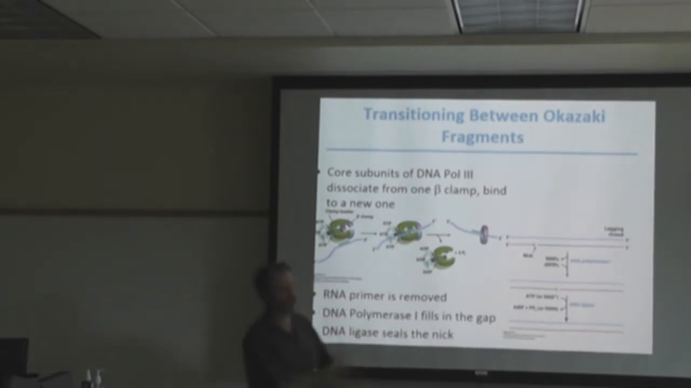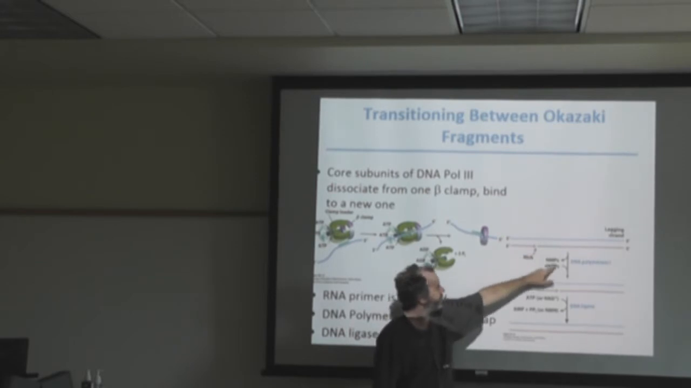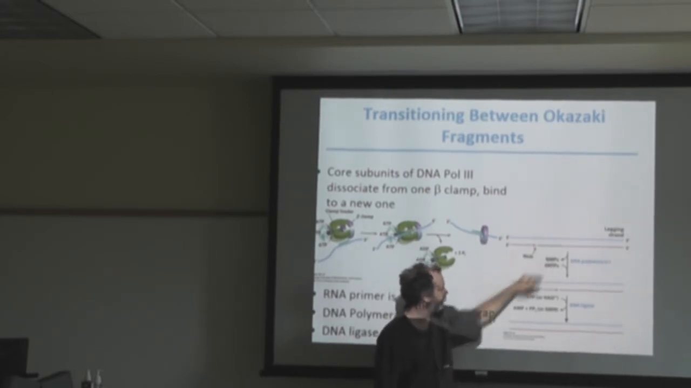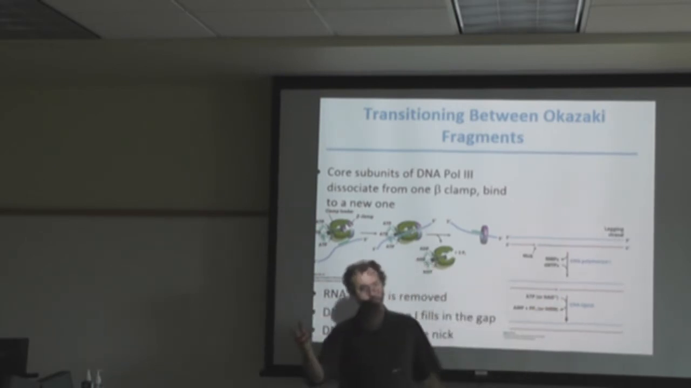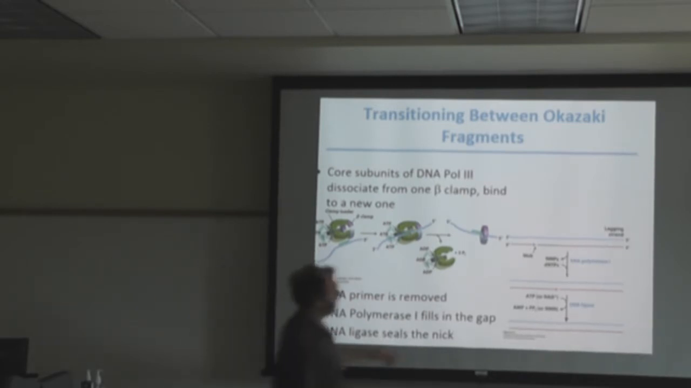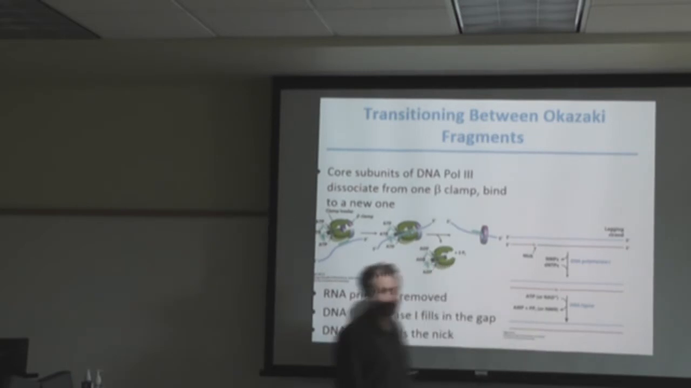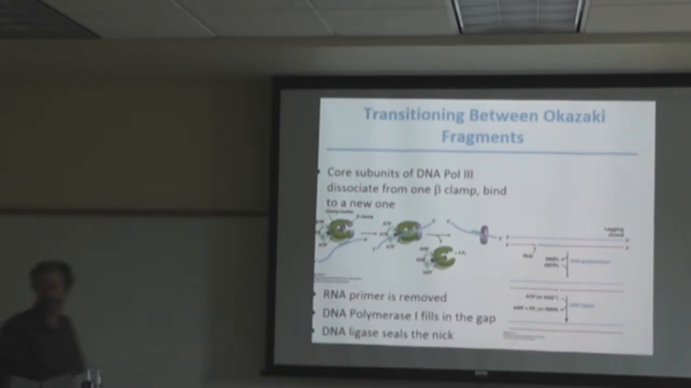So I guess I could have skipped to this slide, because here it shows you that nick. DNA polymerase 1 comes in, chews up the RNA primer, and it goes until it dissociates. It has low processivity, so it's not going to go for more than like 90 bases or so, and leaves a nick. So then DNA ligase will come in and seal that nick with a simple reaction.